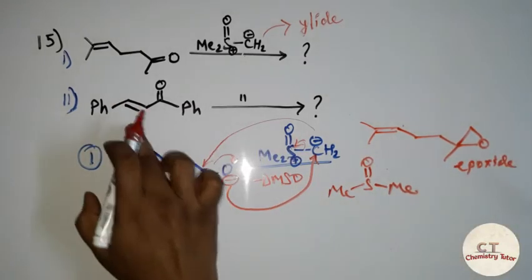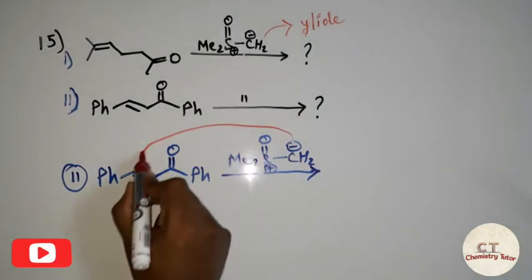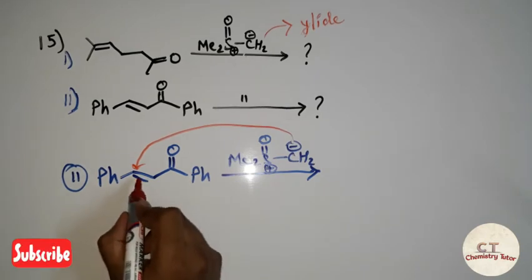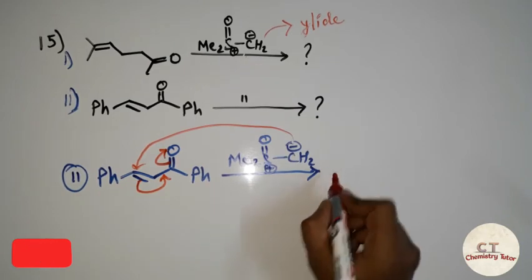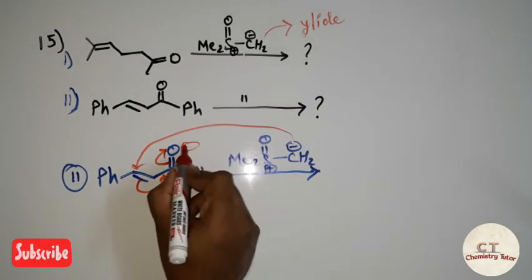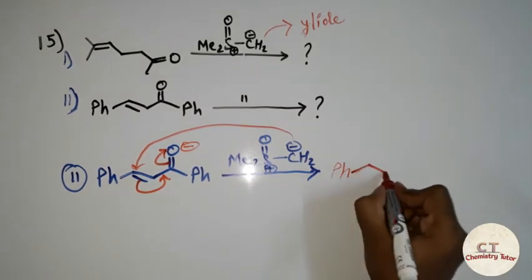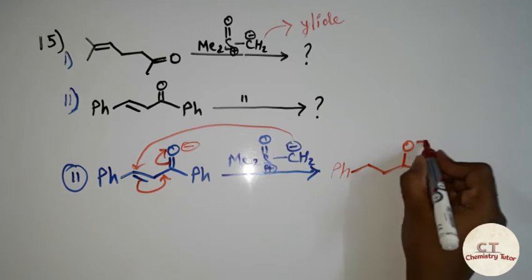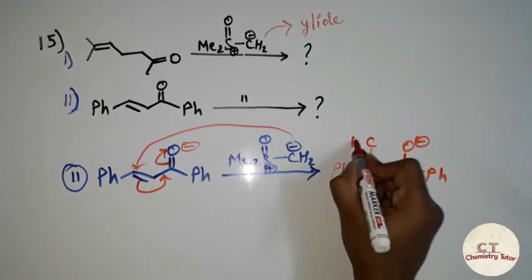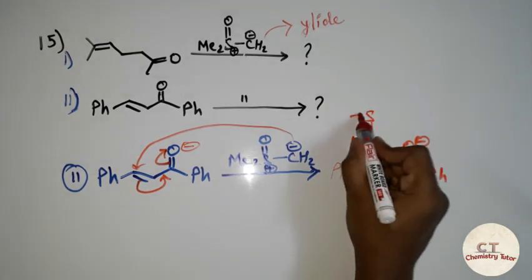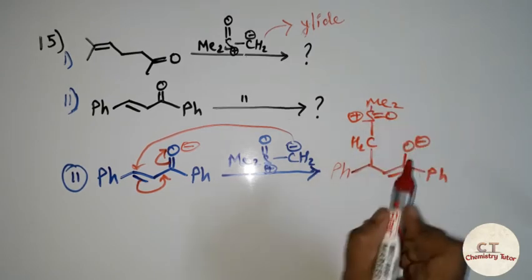Now let's see the next one. Now in the second case, the CH2 minus is going to attack at this carbon, and since there is conjugation this bond will go there and the negative charge will be on the oxygen atom. Then further, let's see, Ph, O minus, double bond is there, Ph CH2 S plus Me2 and this double bond O.